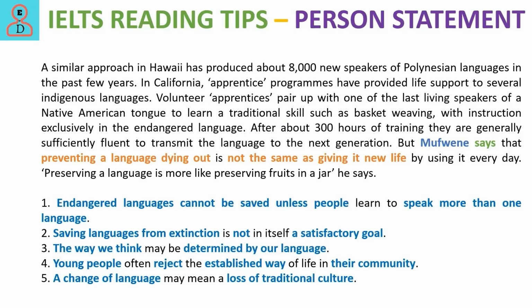This is the last paragraph, and we have only one statement to match with one of the persons. In this paragraph also, we have highlighted the person's name, the statement opinion word, which is says, and the keywords in the opinion, which is presented after the statement opinion word. Look at the keywords in the opinion, that is, preventing language dying out. This phrase is similar to saving language from extinction.